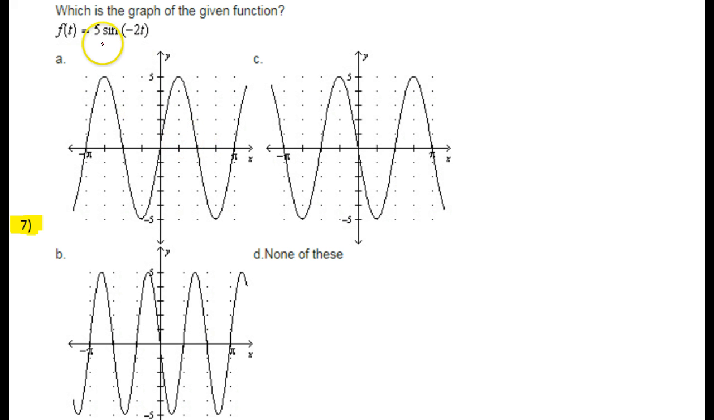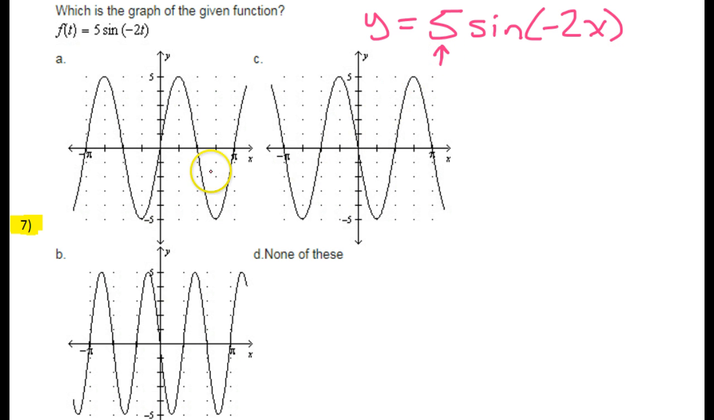Now, the first thing I look at is the a value. In fact, I'm just going to write this a little bit bigger for the video. So it says 5 sine negative 2x. Now the a value of 5 tells me that the amplitude is 5. Does that help me? Not in this case, because all three of the graphs shown, they all have an amplitude of 5. They go up 5, down 5. So that doesn't help me.